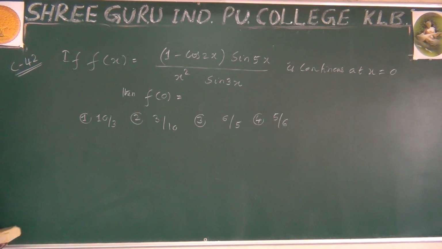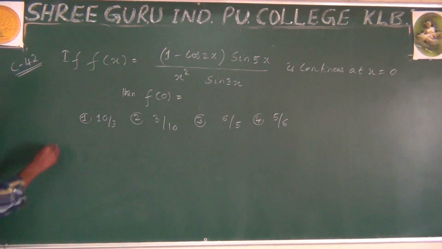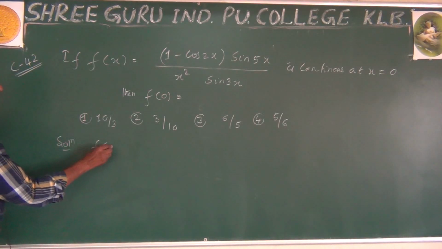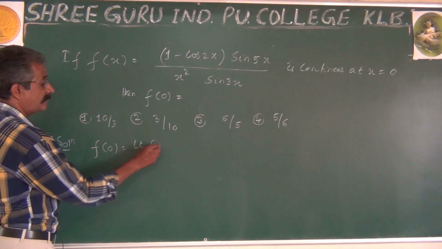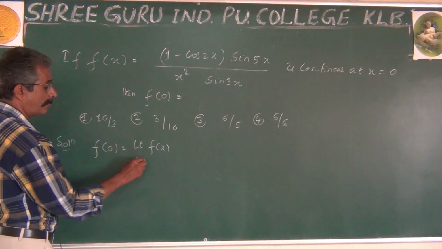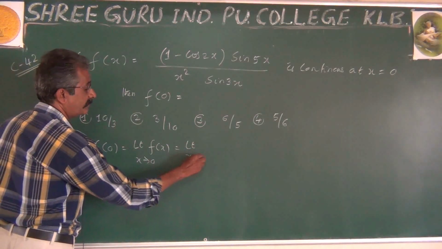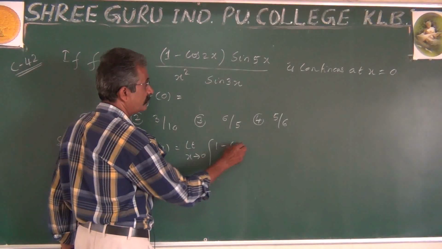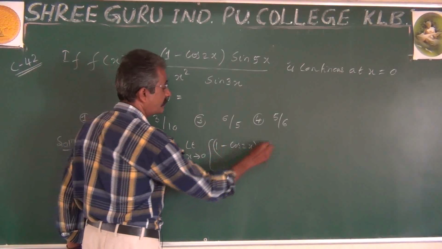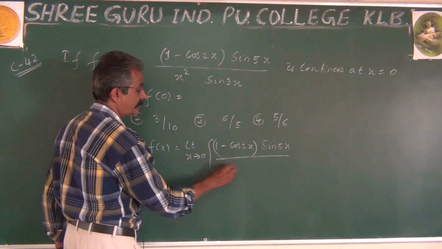So what is given? Given that the function is continuous, so f of 0 equals the limit of the function. Since f is continuous, therefore f of 0 equals limit of f of x as x tending to 0. That means limit as x tends to 0 of f of x, which is (1 minus cos 2x) into sin 5x divided by x square into sin 3x.